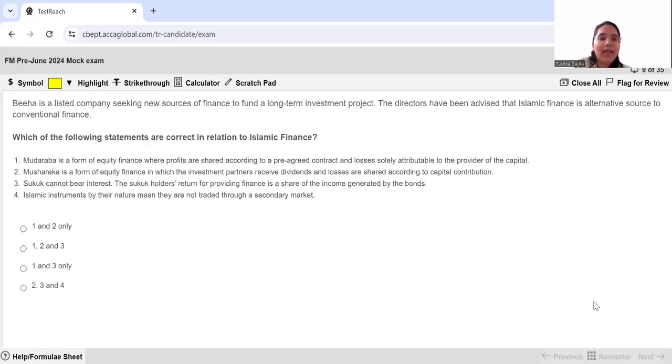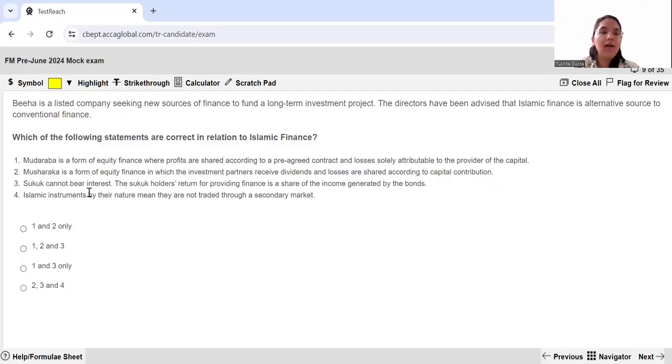Moving ahead to question number 9 now. Biha is a listed company seeking new sources of finance to fund a long-term investment project. The directors have been advised that Islamic finance is an alternative source to conventional finance. Which of the following statements in relation to Islamic finance are correct? So let us read the statements one by one and see which of them are correct. Mudaraba is a form of equity where profits are shared according to a pre-agreed contract and losses are solely attributable to the provider of capital. This is absolutely correct. This is what we have studied about the concept of Mudaraba.